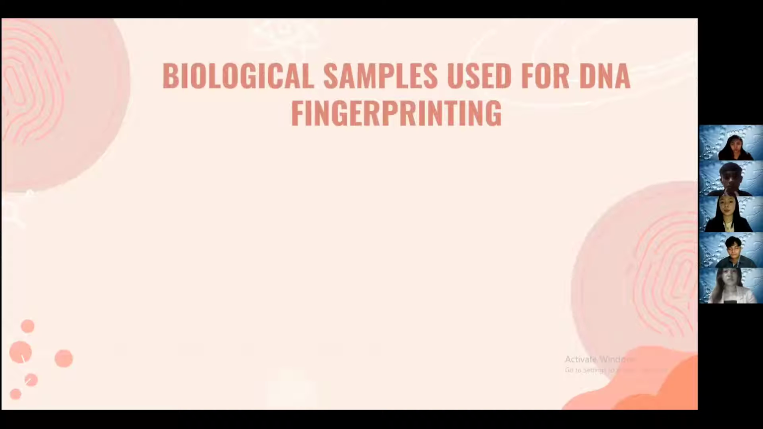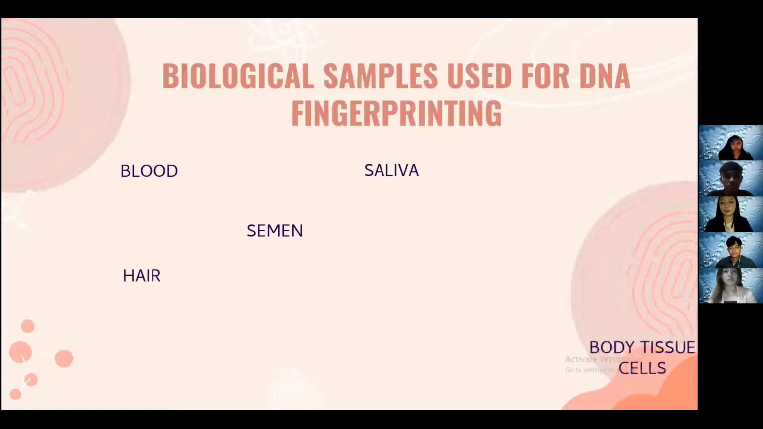Biological samples used for DNA fingerprinting: blood, hair, saliva, semen, body tissue cells. DNA samples have been obtained from vaginal cells transferred to the outside of a condom during sexual intercourse.